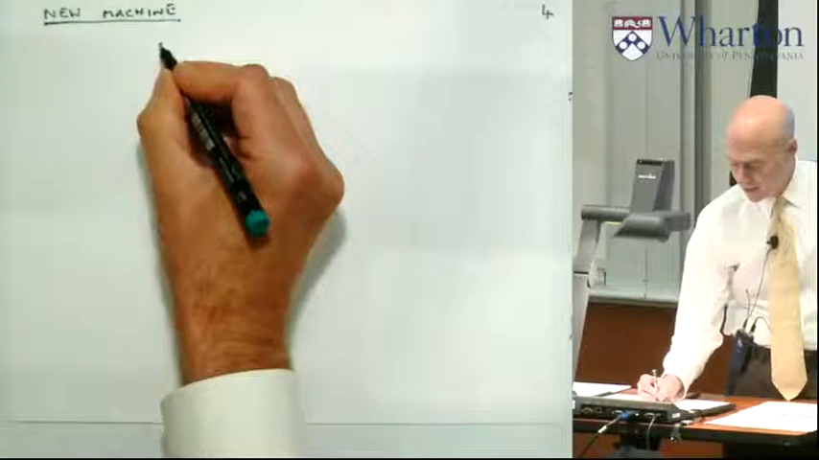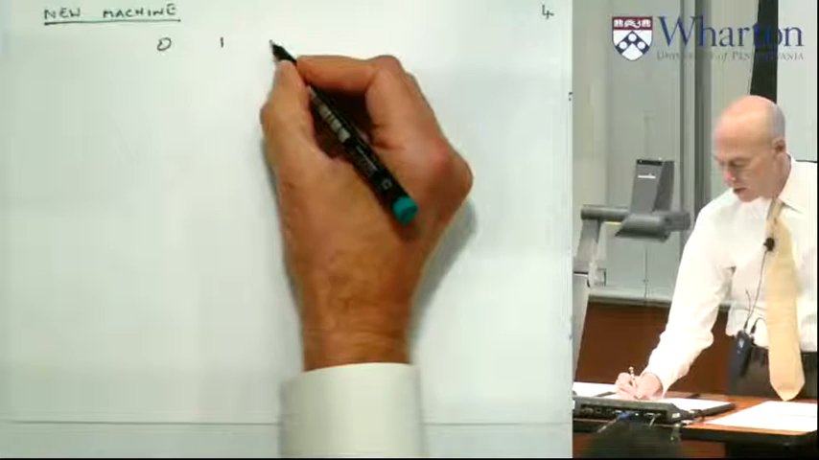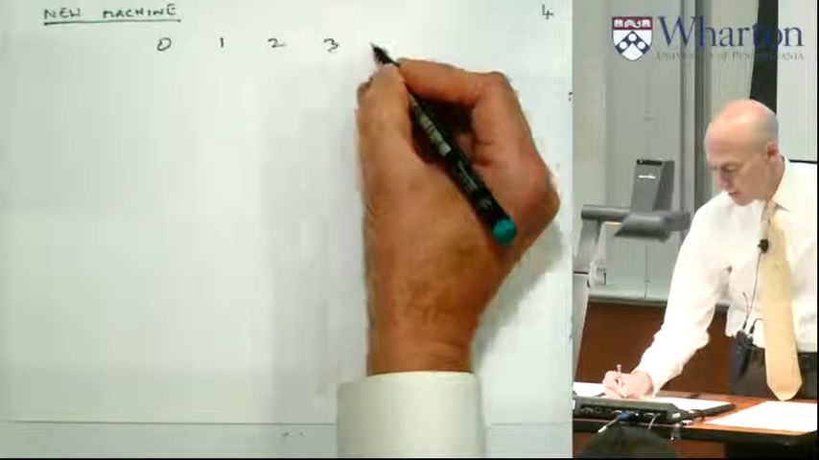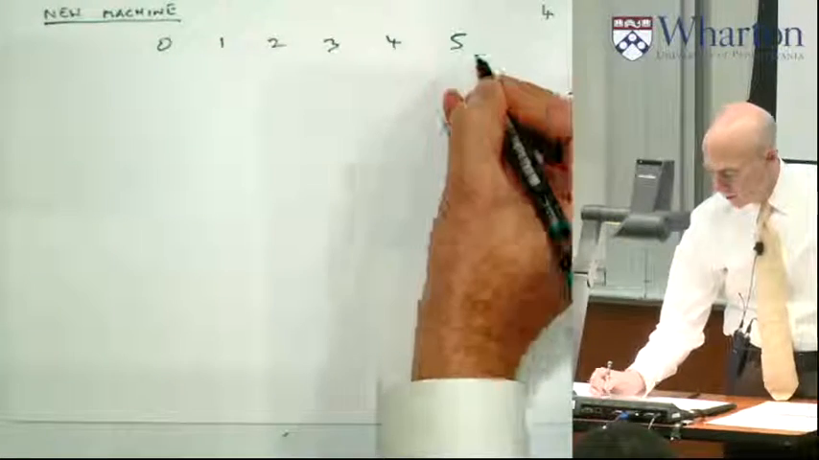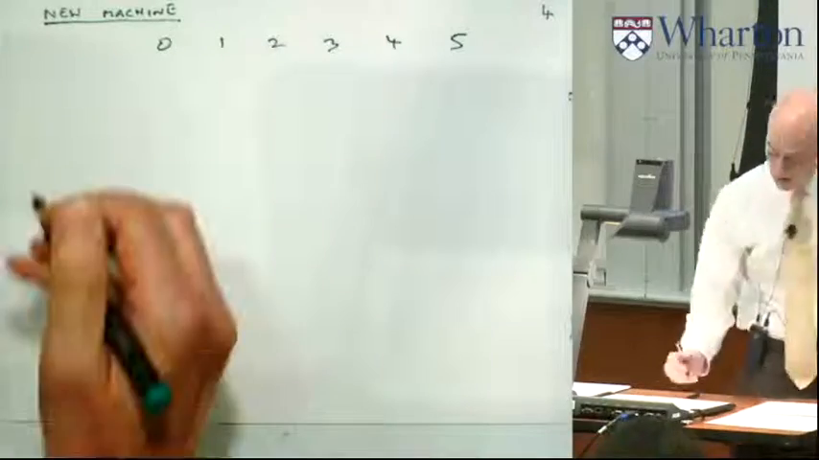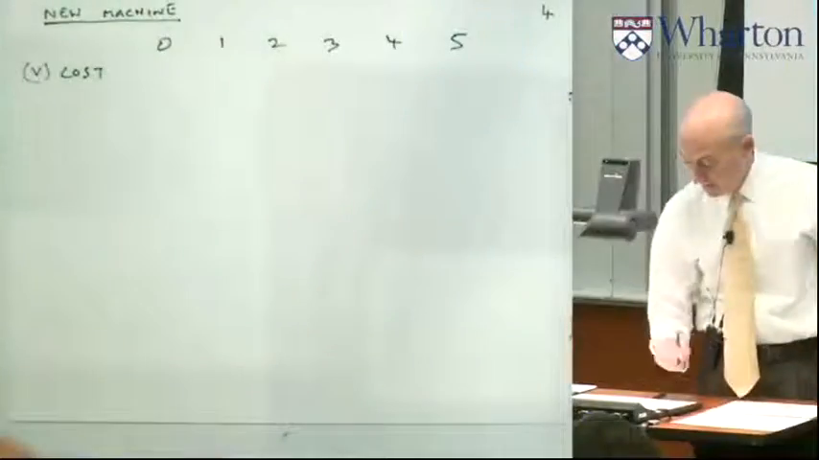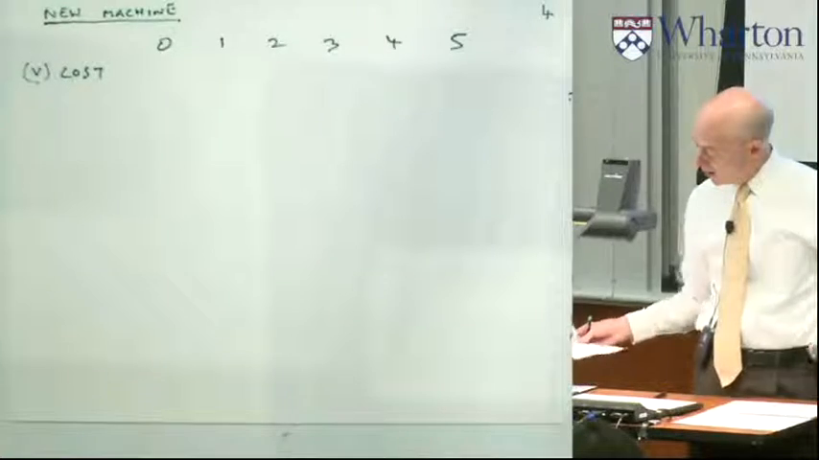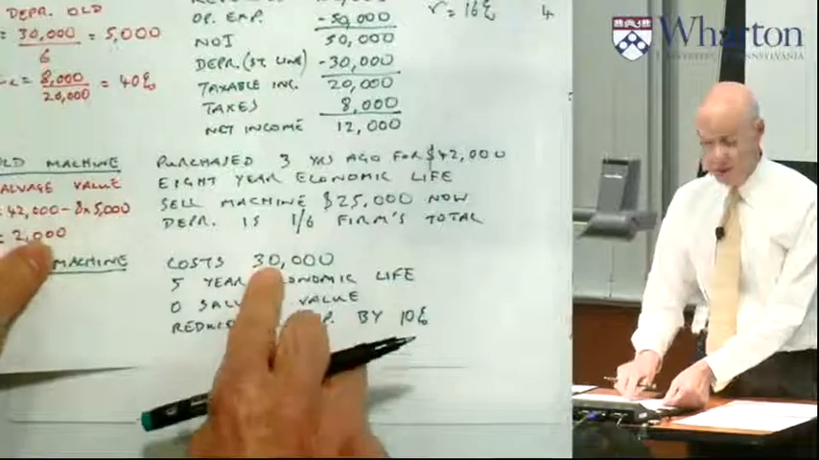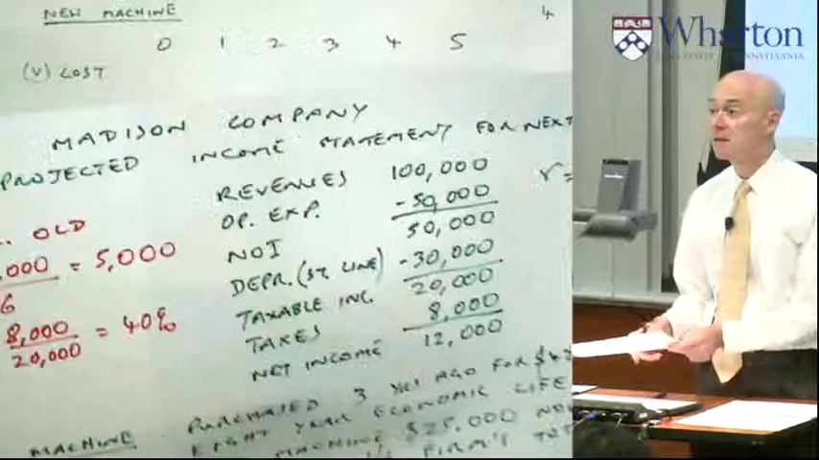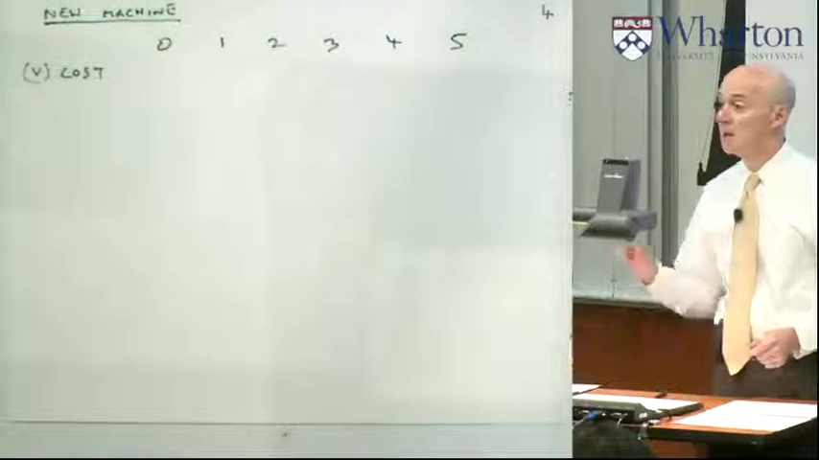Well, it lasts for 5 years, so we've got 0, 1, 2, 3, 4, 5. First obvious cash flows, we've got the cost. That's going to be 30,000. It occurs at what date? Sorry, just ask the old machine.